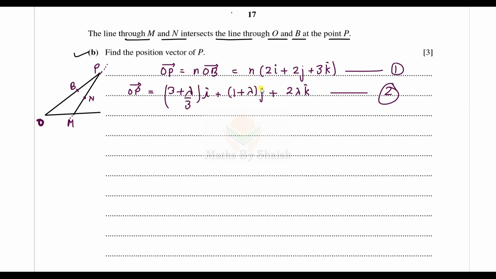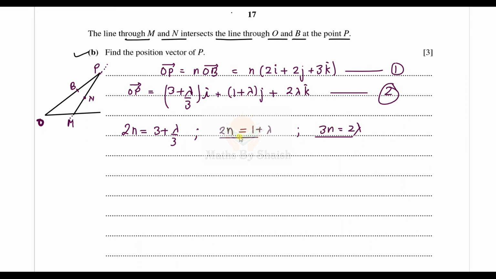So it means these two unknowns should satisfy the equation in all the cases. If they are the same, we'll compare. We get 2n is equal to 3 plus lambda over 3. Next, if we compare the j coefficient, 2n is equal to 1 plus lambda, and the third one is 3n is equal to 2 lambda. So we'll solve from any two of these. I'll solve from these two, and from here we know it is 2n and it is 3n.